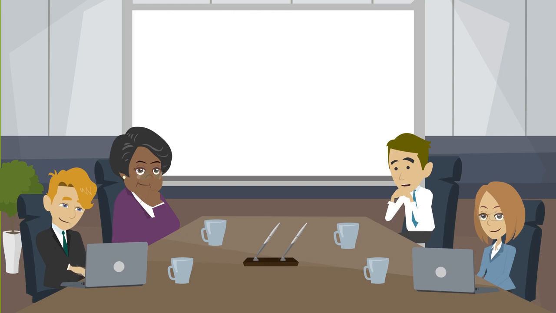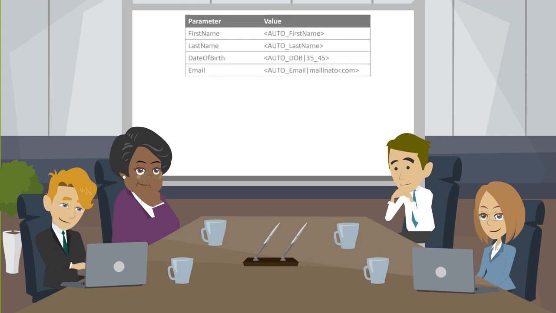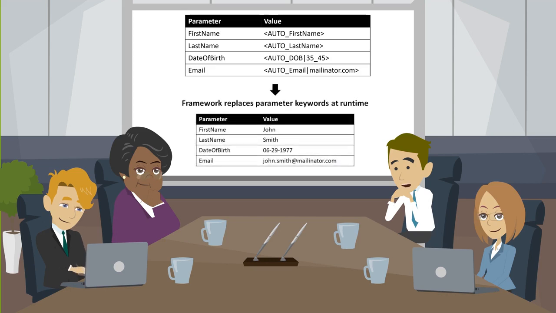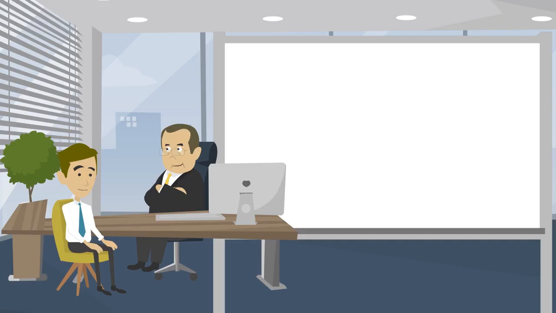We've addressed both issues using a concept we call data keywords. Instead of using static data in your test cases, we specify keywords that return specific classes or types of data, but randomized to the extent we need. In this case, these keywords will give a random first and last name, a date of birth for someone between 35 and 45 years old, and an email address for the domain mailinator.com. So to use the example here, if I needed to create 1,000 records, instead of entering 1,000 rows of data, we can run the framework for 1,000 iterations, and each iteration, these keywords will return a new value.